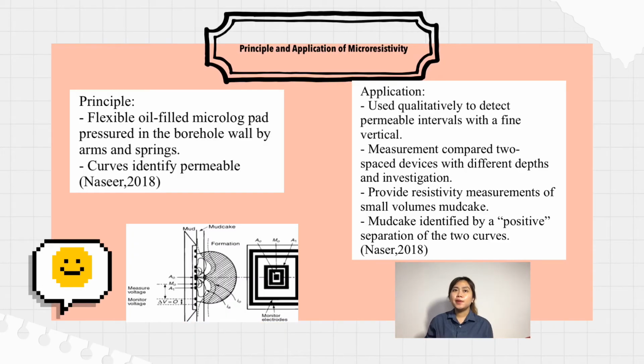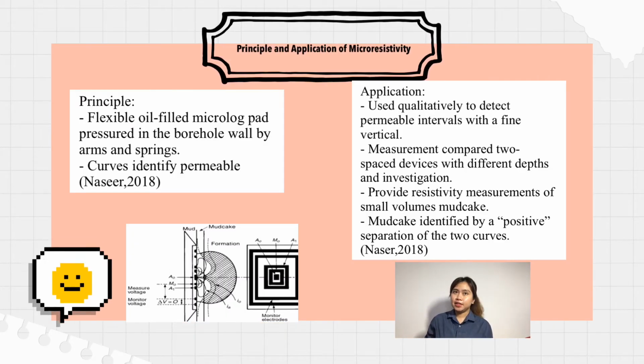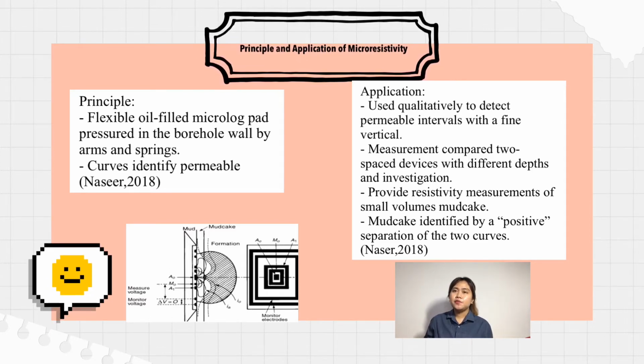Next, I will talk about the principle of microresistivity. A flexible oil-filled microlog pad is pressed against the borehole wall by arms and springs. The curves identify permeable formations. Quantitative inferences of permeability are not possible. So the application of microresistivity is used qualitatively to detect permeable intervals with a fine vertical resolution, but not for evaluation of Rxo.